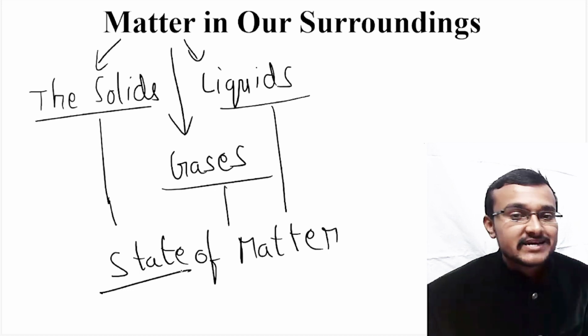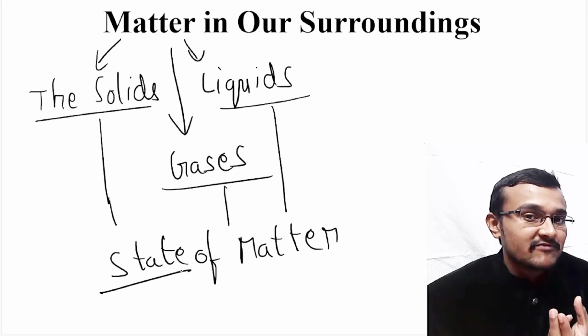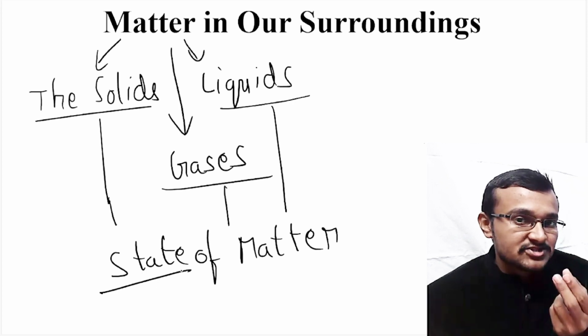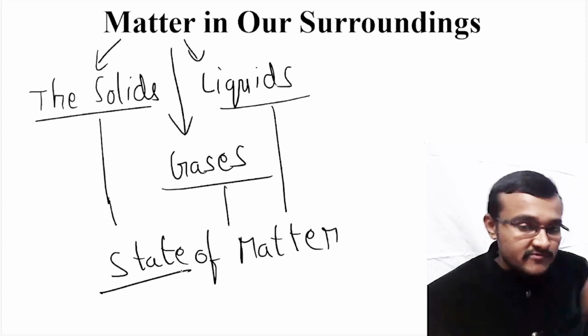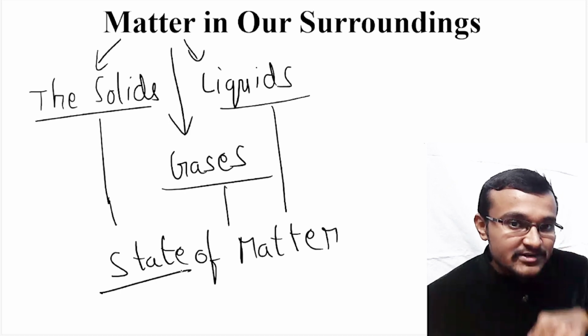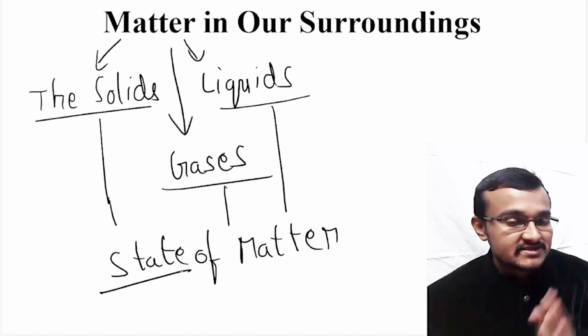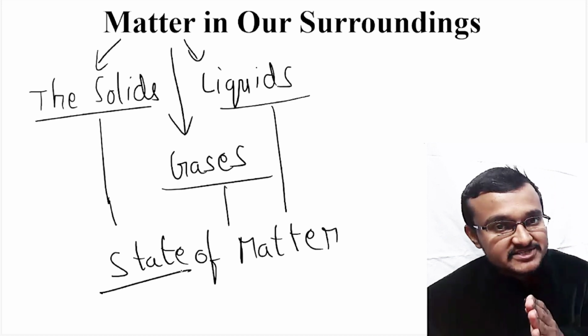For example, if you take ice, an ice cube is an example of solid. The same ice cube, when it is brought out from a refrigerator, will melt into water. That means matter is converting into liquid state. The same matter is converting into liquid state.